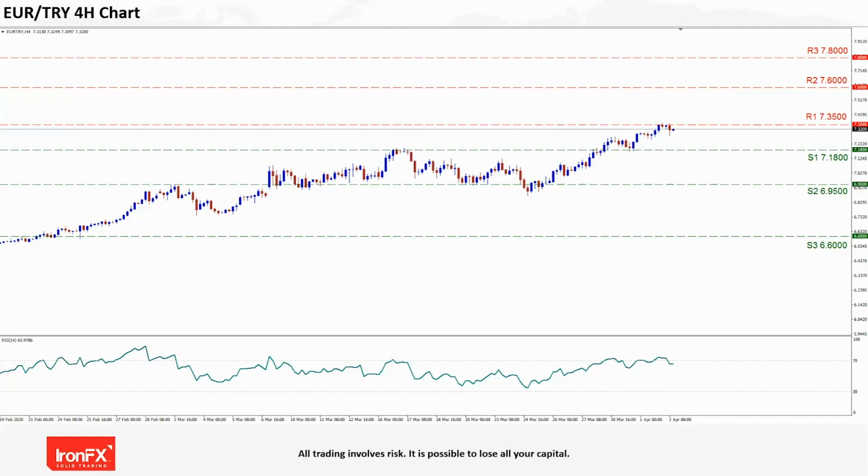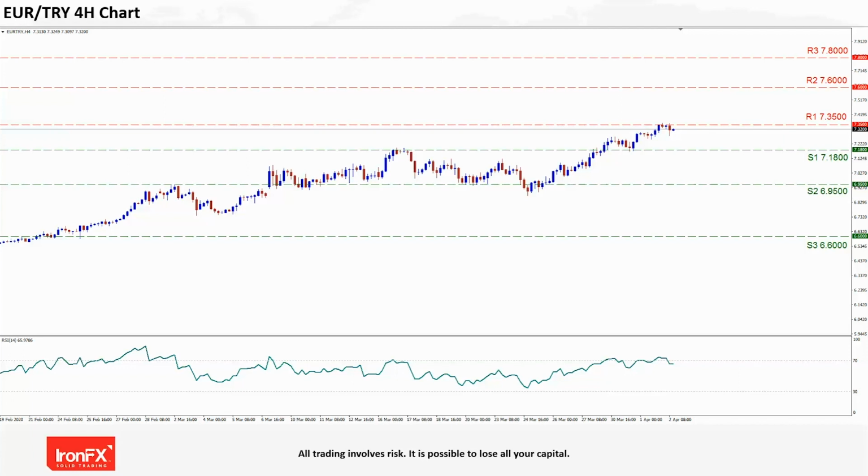Turkey has also seen a substantial increase in its coronavirus cases, which have surpassed 13,000 in the past days. Traders should bear in mind that the inflation data from Turkey will be released tomorrow on the 3rd of April, and that could move the pair upon release.